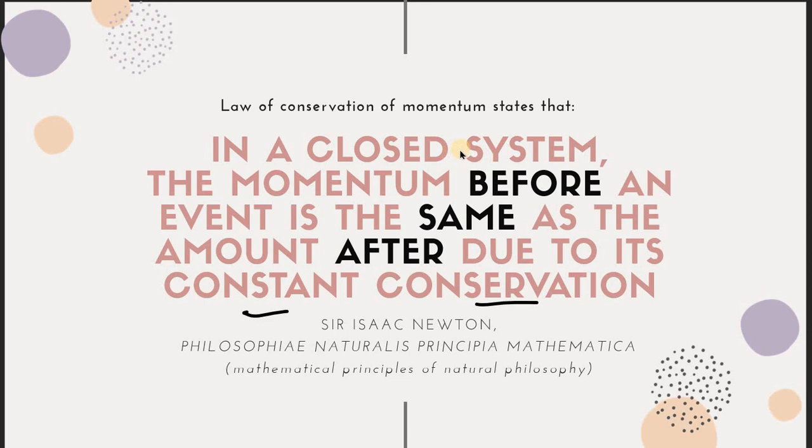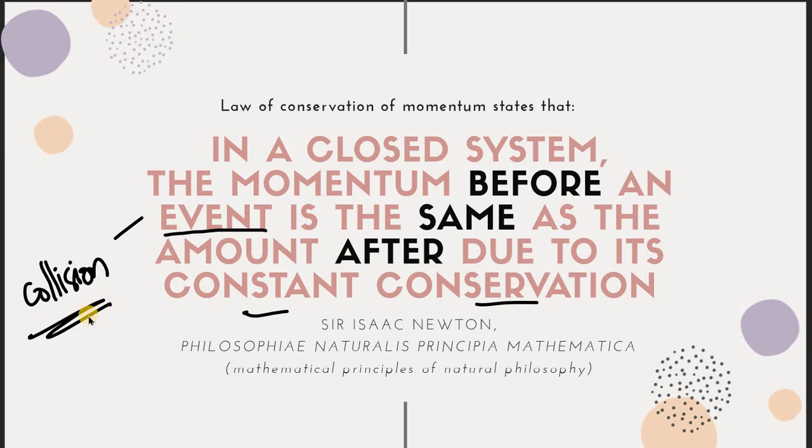When we say a closed system, it means there are no other factors that would affect the motion of the object, for example outside forces. So in a closed system, or with no external factors, the momentum before the event is the same as after. What event is this? Here we are pertaining to what we call collision.